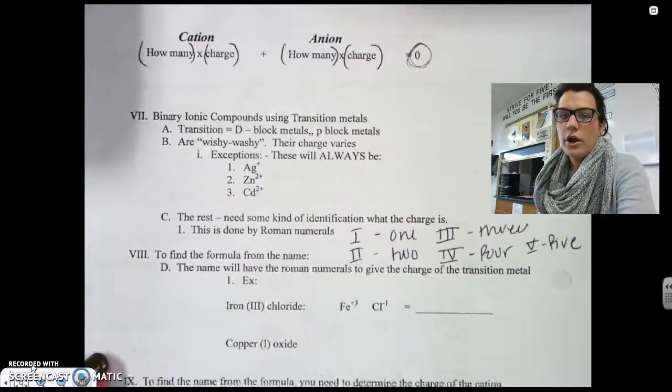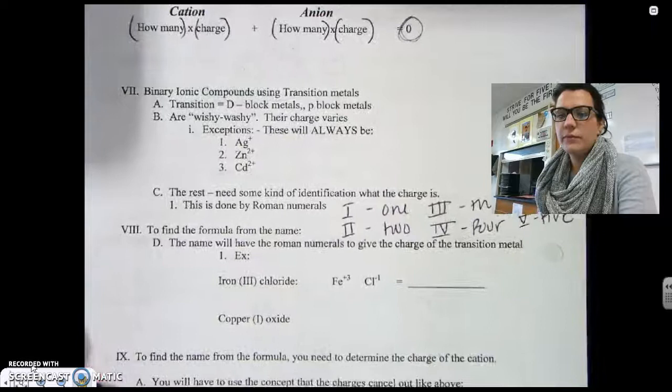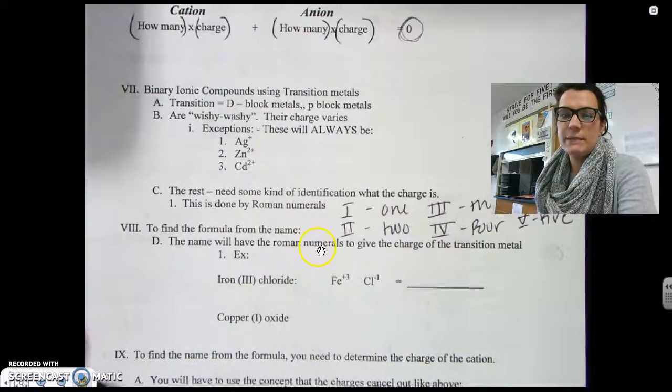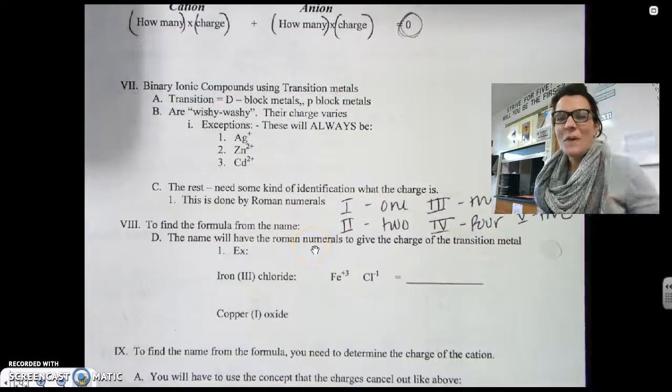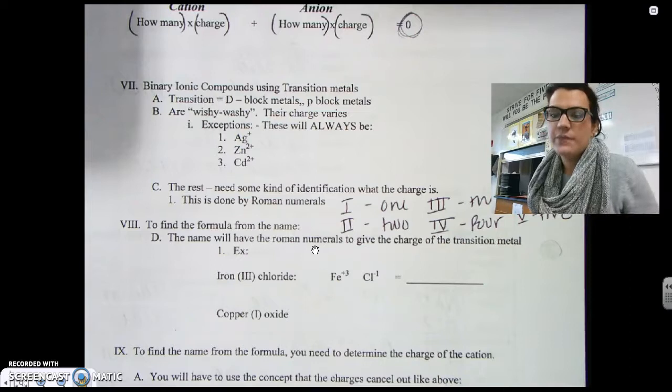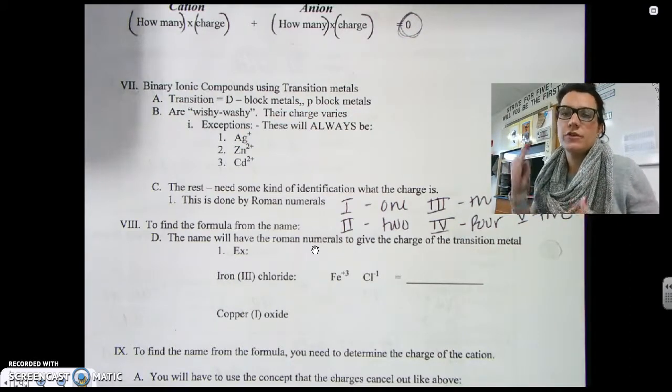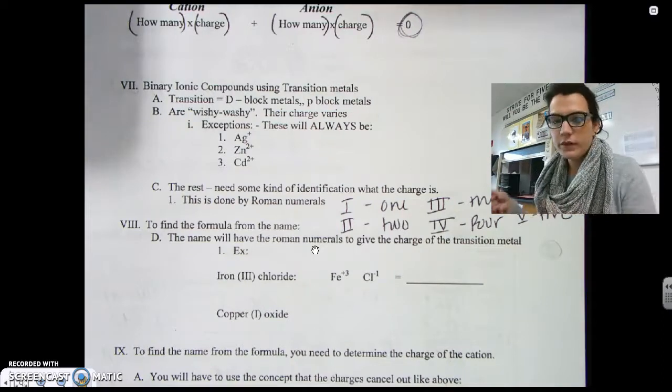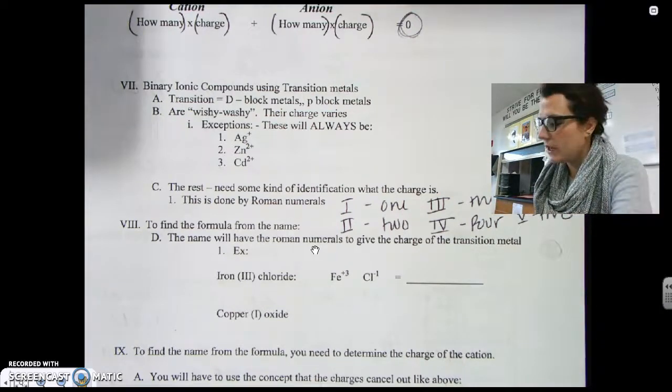Okay? Alright, so to find the formula from the name, it's actually pretty easy because the Roman numeral tells us the charge of the transition metal, okay? And then the anions are easy to find because that's going to be most of the time group 15, group 16, or group 17. Okay, so let's look at a couple of examples here.